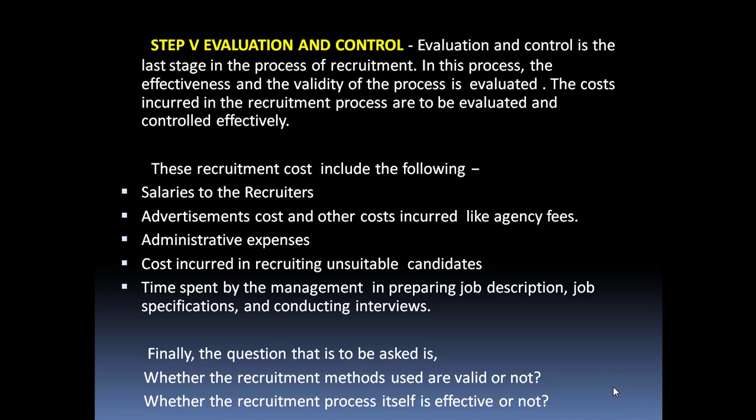So basically in the evaluation and control step, the entire recruitment process is evaluated: whether it is effective or not, whether the costs incurred are relevant or not, and if not, what the control procedures should be, right? So that the organization doesn't incur any unnecessary cost in this recruitment process. Now finally, the question to be asked here is whether the recruitment methods used are valid or not, and whether the process itself is effective or not. And with this, the entire recruitment process ends here.